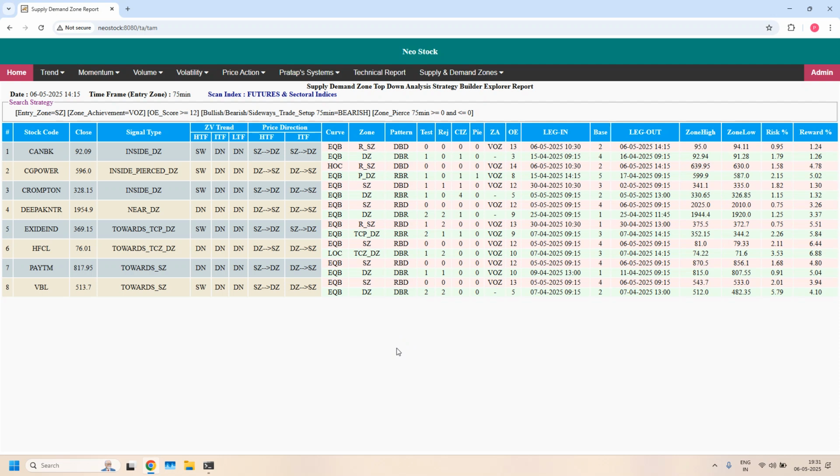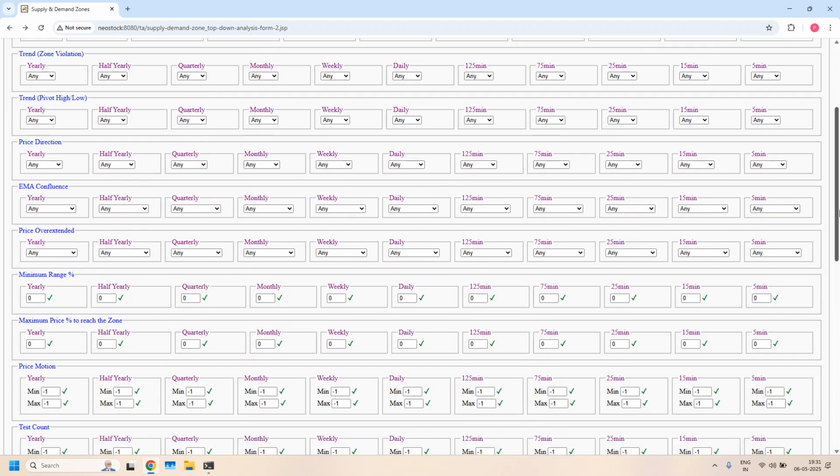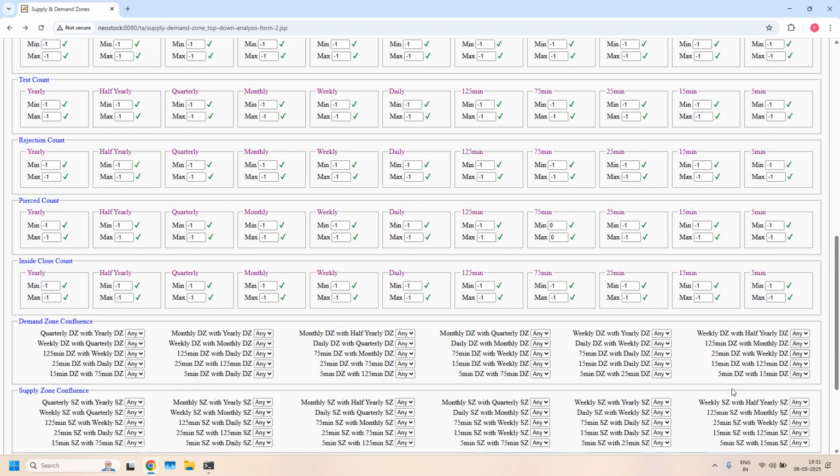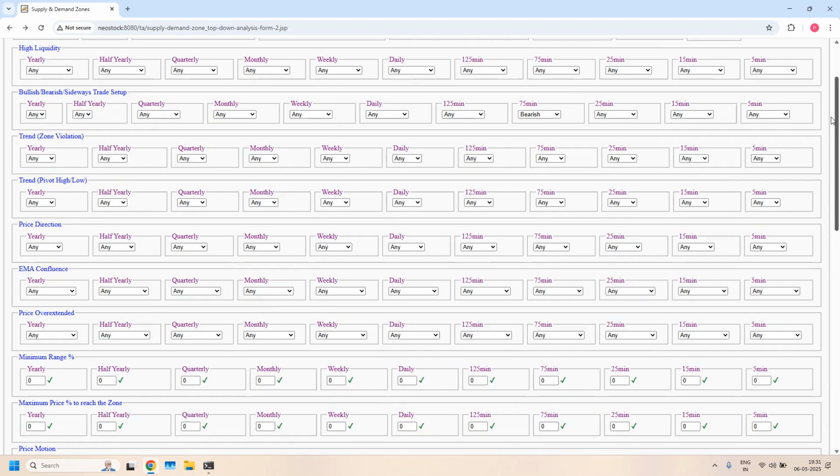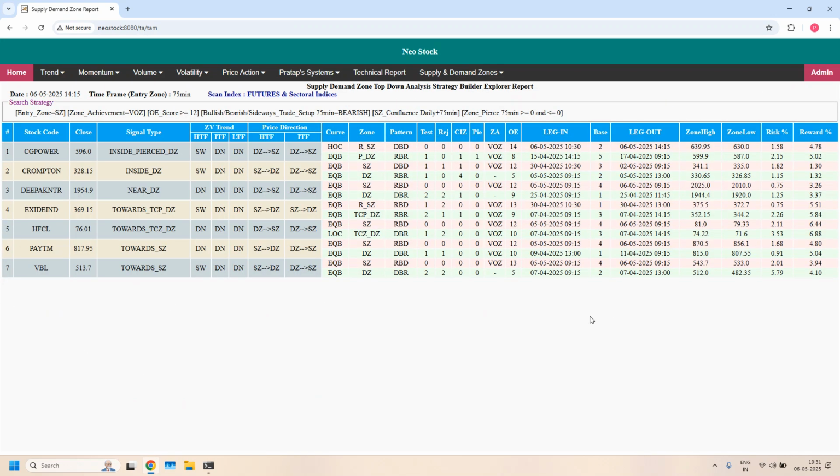In total we got 8 stocks. Out of these 8, how many are supporting a higher probability to get success? That we will filter based on the supply zone confluence. So the first filter is LTF and ITF supply zone confluence, that is 75 minutes and daily supply zone confluence. With this filter, we got 7 stocks.